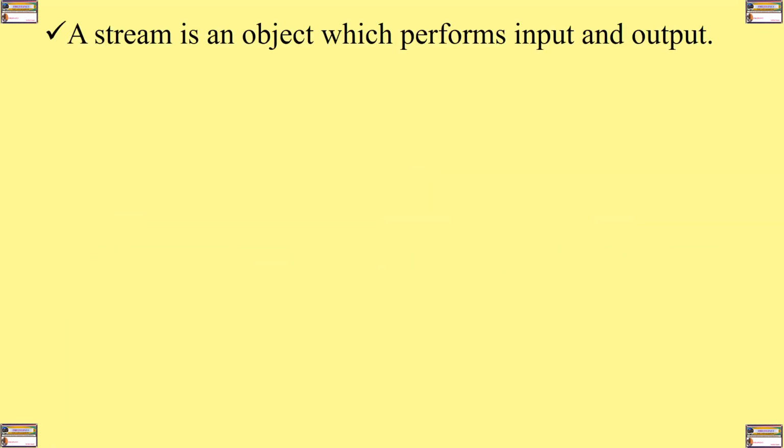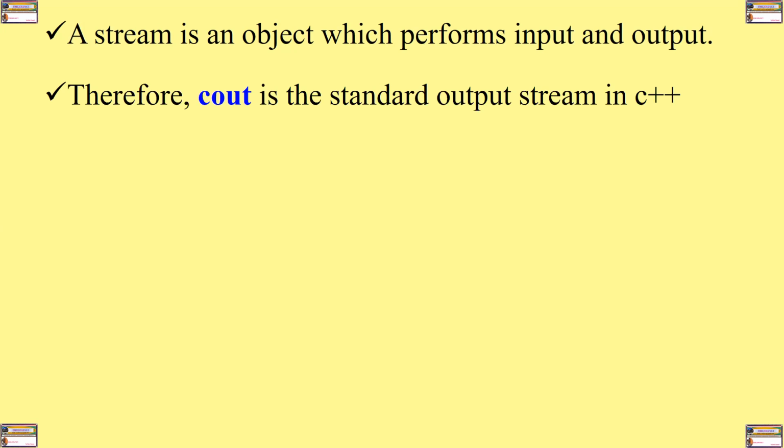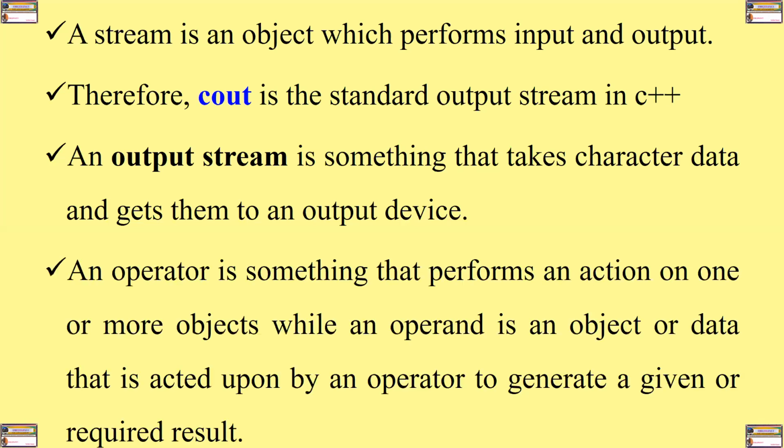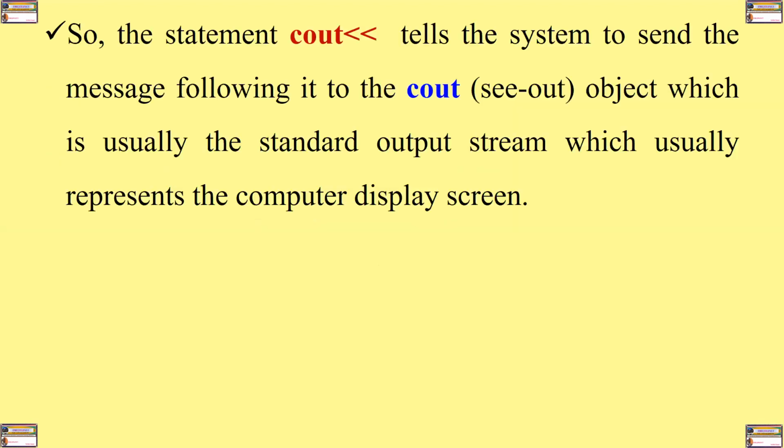A stream is an object which performs input and output. Therefore, cout is the standard output stream in C++. An output stream is something that takes character data and gets them to an output device. An operator is something that performs an action on one or more objects, while an operand is an object or data that is acted upon by an operator to generate a given or required result.